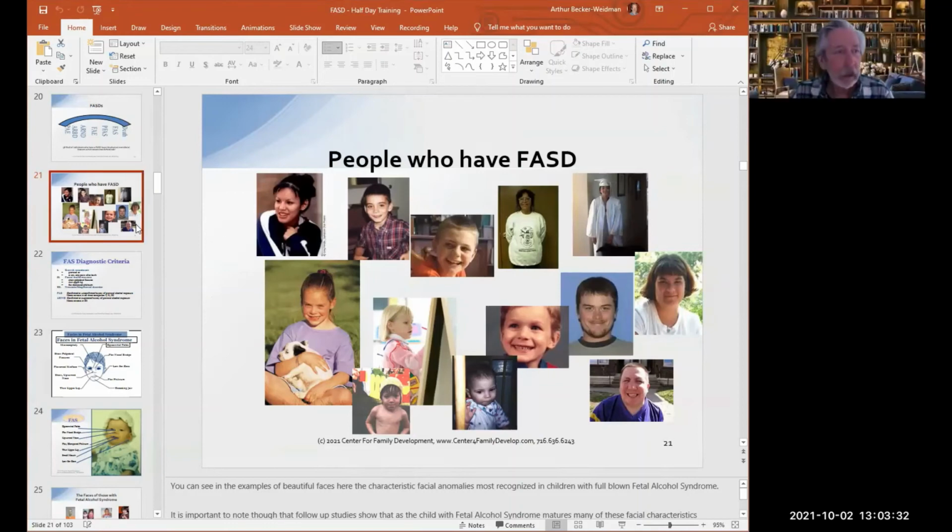So again, like I mentioned, I'll talk a little bit about the features of people on the FASD continuum, but I'll probably run through that relatively quickly. So if I skip over something you're interested in, please shout out. These are just some photos of kids and young adults who are on the continuum. Some have obvious facial malformations, some not.